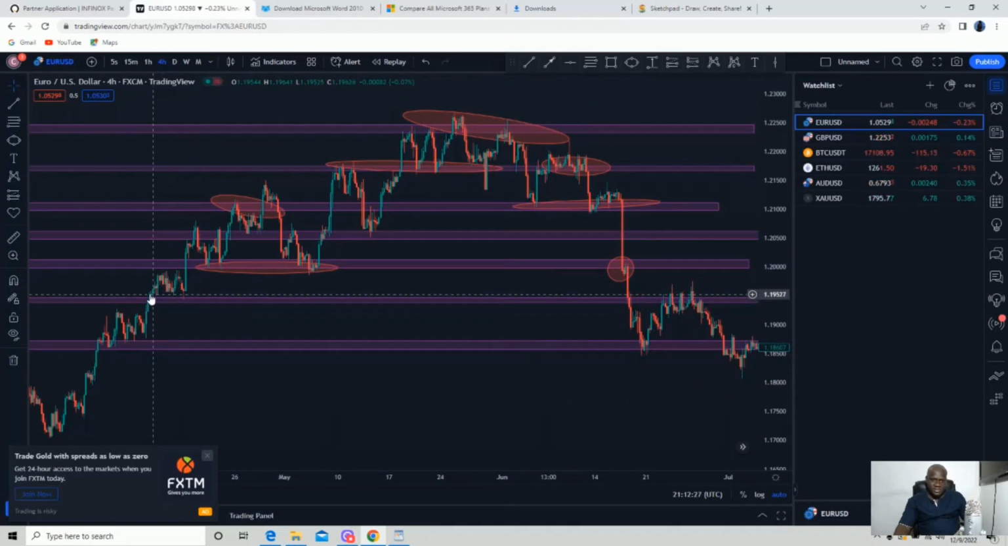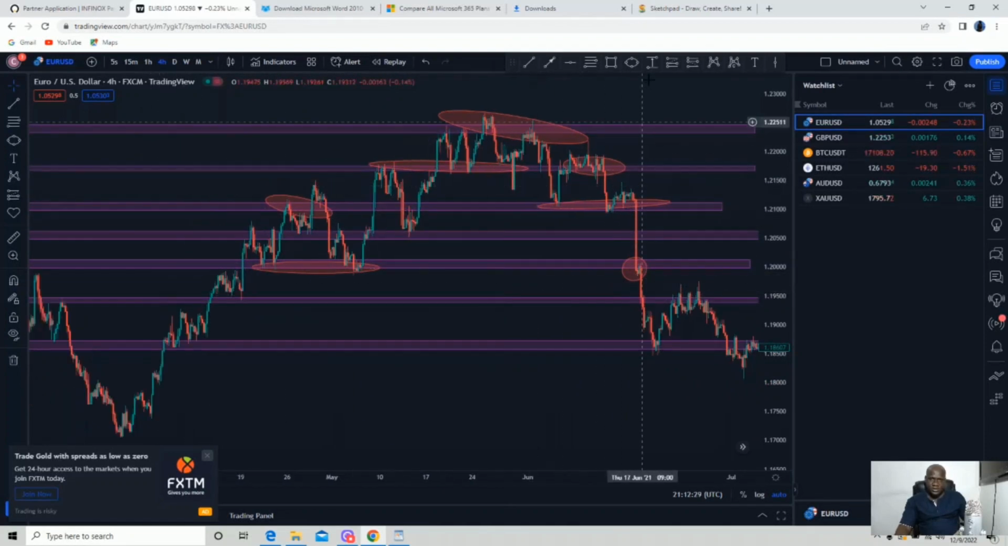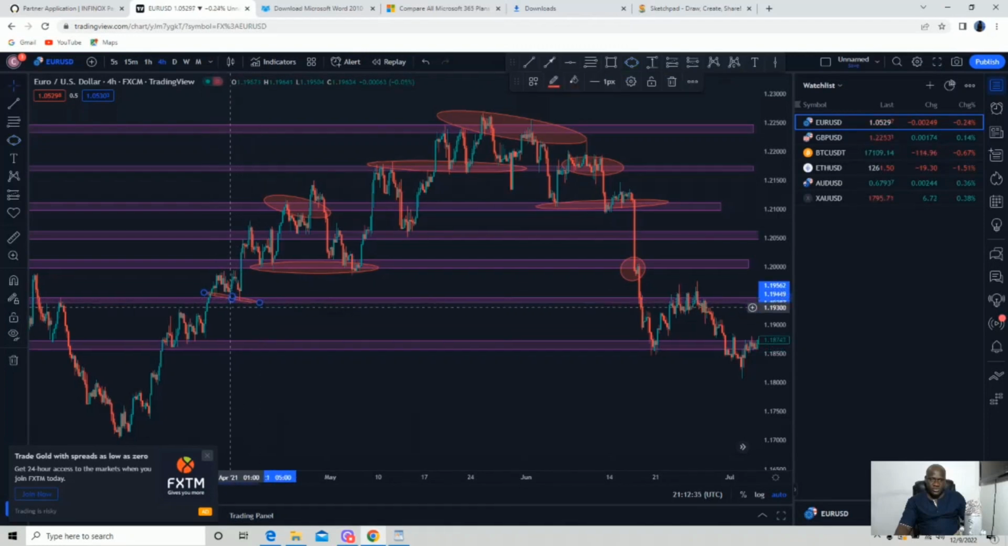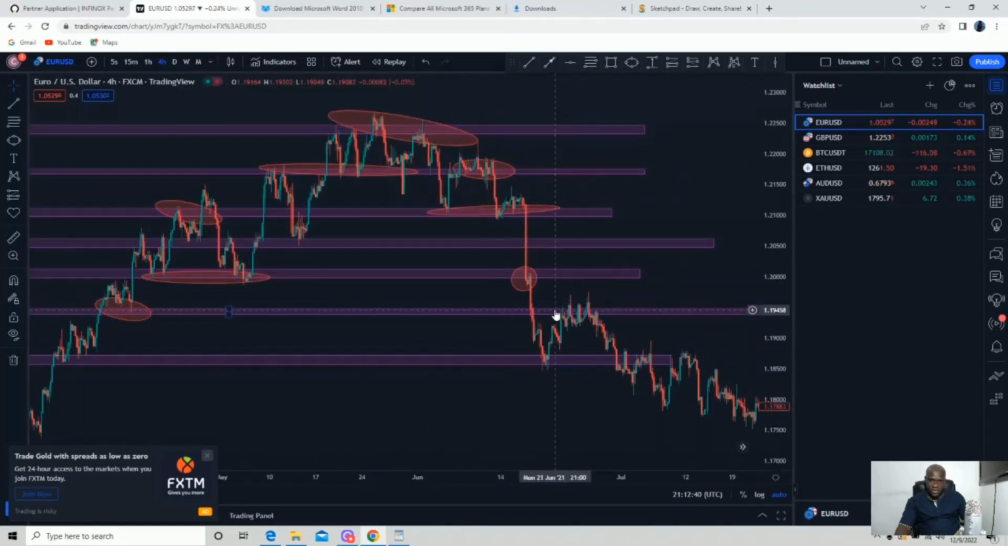So on this other part, these ones are support, because the candle is coming down. While on this same support there are some resistance here. Look at these ones here, they are resistance, which is also called supply. Like I said earlier, resistance is also called supply, while support is called demand.